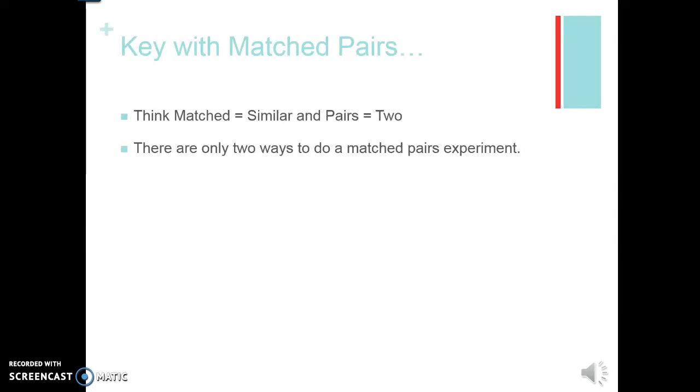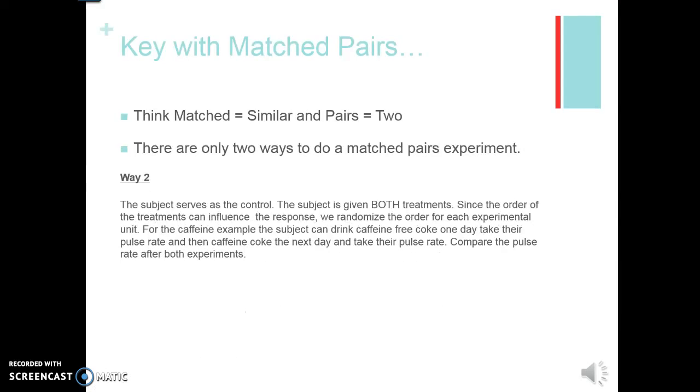Okay, so the other way to do a matched pairs experiment is basically a before and after. So the subject serves as the control. So they're basically paired with themselves. The subject is given both of the treatments. Since the order of the treatments can influence the response, instead of randomizing the treatment to one person or the other, we randomize the order of the treatment. So for the caffeine example, the subject can drink caffeine-free Coke one day, take their pulse rate, and then caffeine Coke the next day, and then take their pulse rate, and we compare the pulse rates after both experiments.